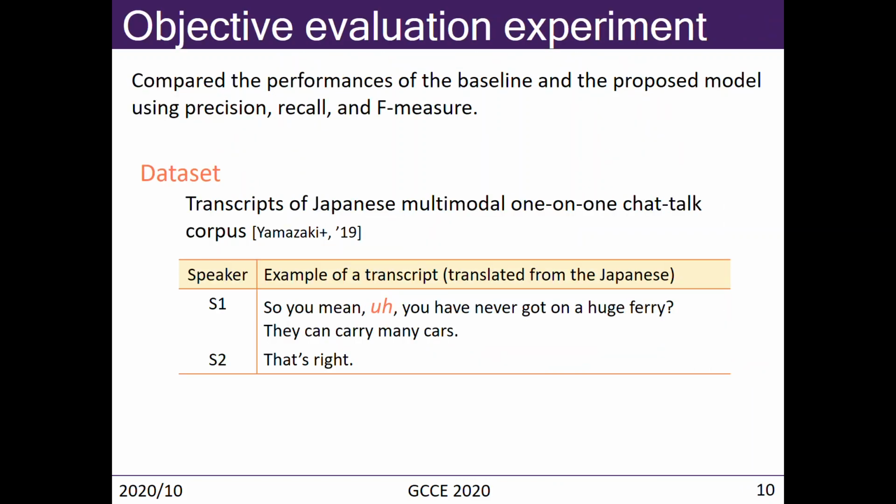Let's move on now to the objective evaluation experiment. We compare the performances of the baseline and the proposed model using precision, recall, and F-measure. We used the transcript of 345 sessions of multimodal one-on-one chat corpus for training and evaluating the model. This corpus contains spontaneous spoken dialogues between humans, and filler appears frequently.